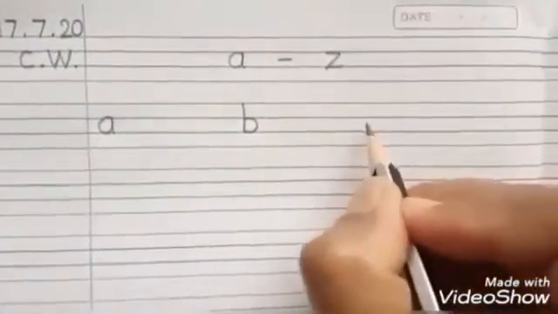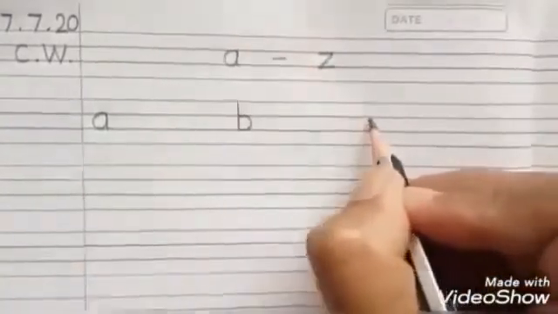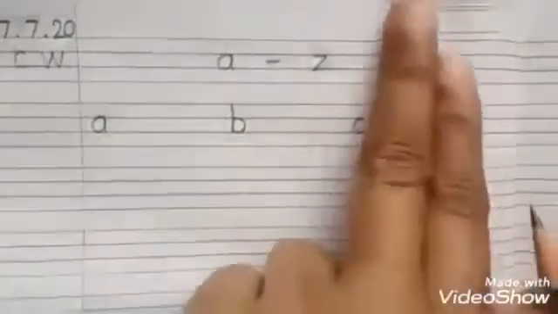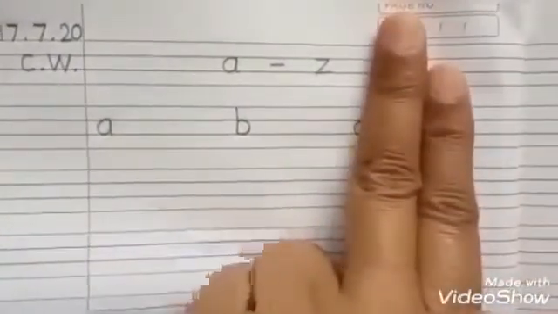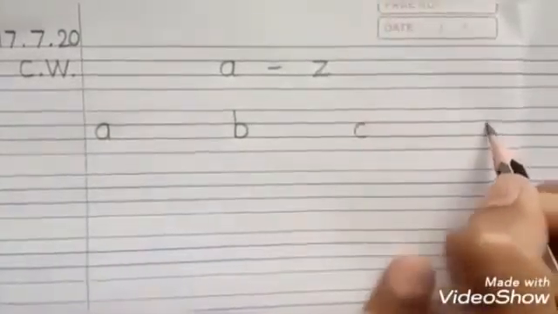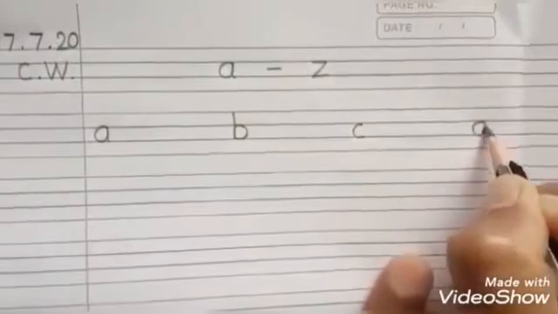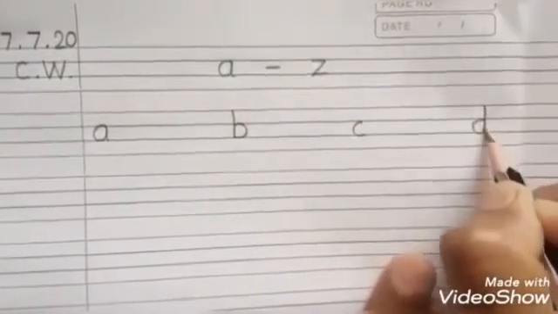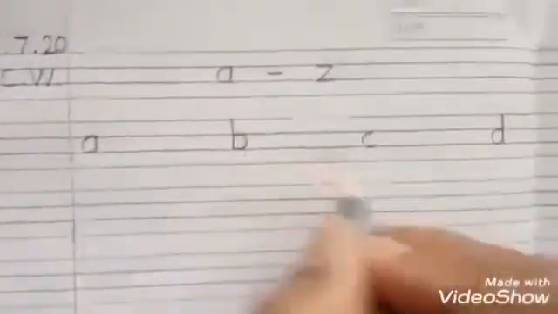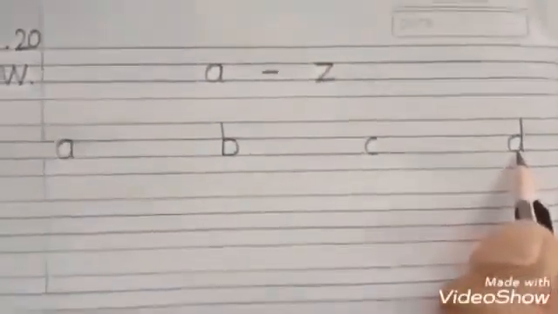Now the next letter is C. Again two finger gap and then C. Again you will keep two fingers and write letter D. For writing letter D, first you will write C, go up and then come down straight. That is D. A, B, C, D.